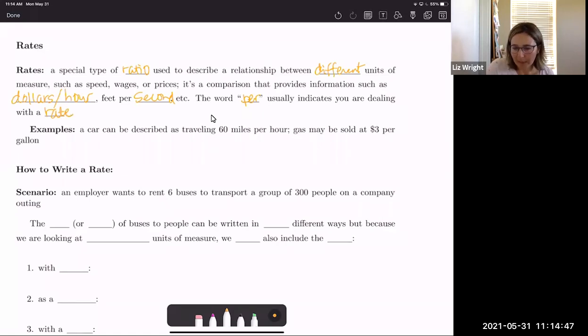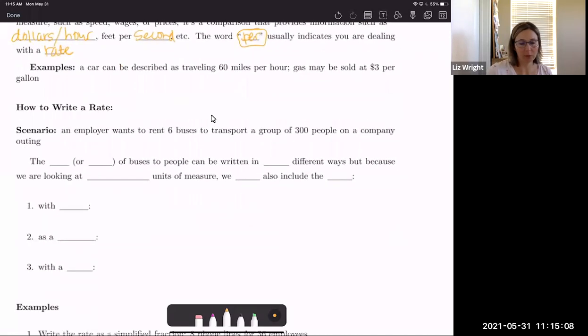Okay, so that's the thing that we're going to be looking for. We're going to be looking for that word per because that is the indicating word that we're dealing with a rate instead. So here we go. It says a car can be described as traveling 60 miles per hour, or gas may be sold at $3 per gallon. So how can we write a rate?